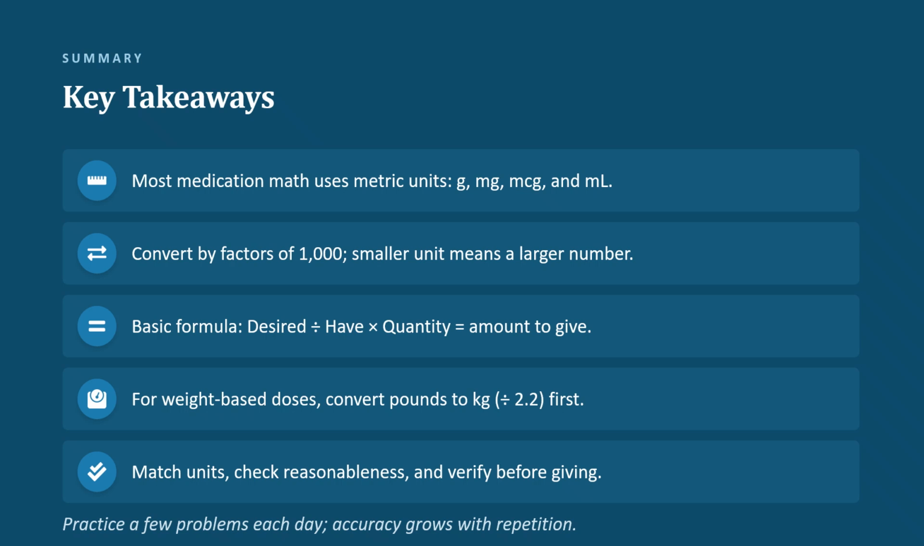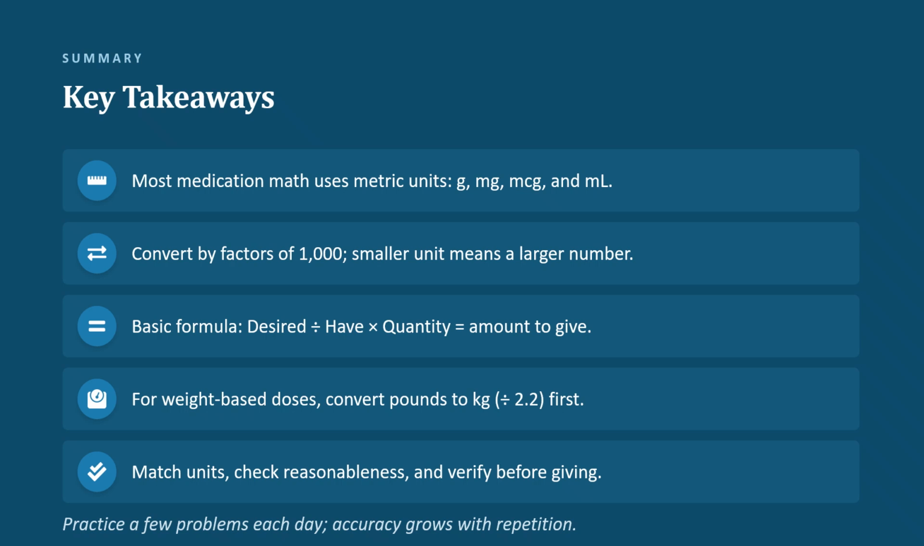Third, the workhorse of this lecture is the basic dosage formula. Desired divided by have times quantity equals the amount to give. And it solves the great majority of oral tablet and liquid problems as long as your units match first. Fourth, for weight-based dosing, which is common with children, remember to convert pounds to kilograms by dividing by 2.2 before you multiply by the per kilogram dose.